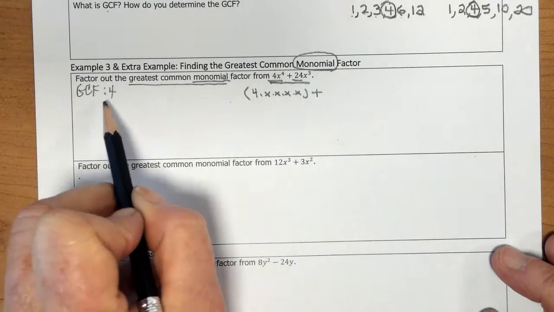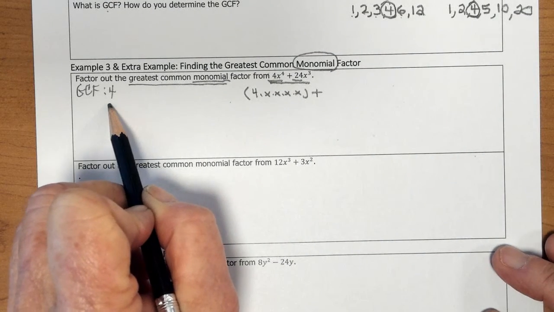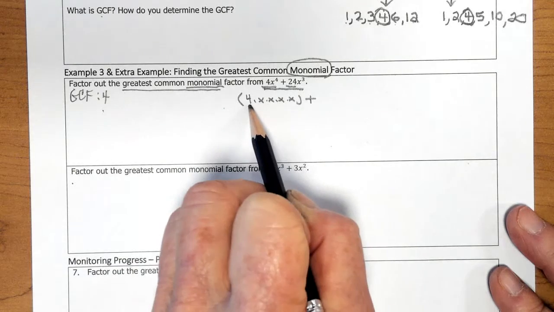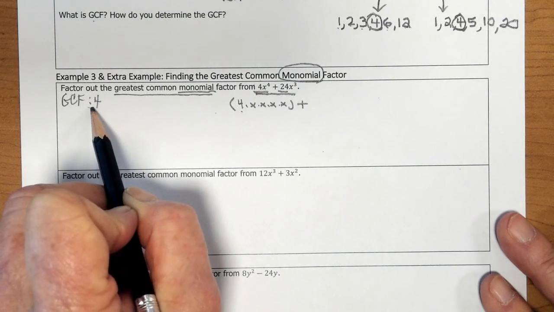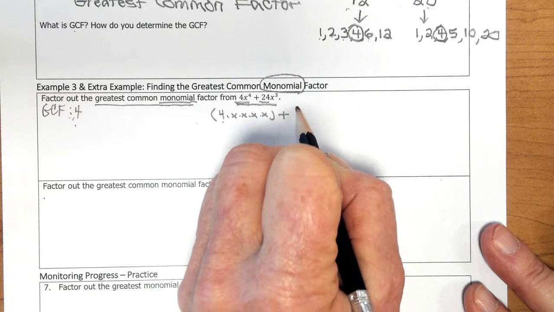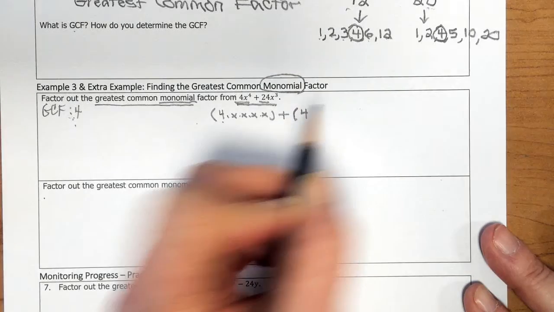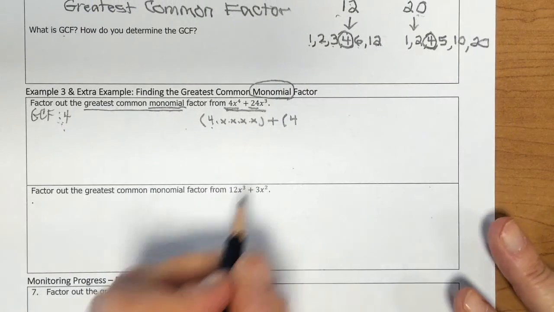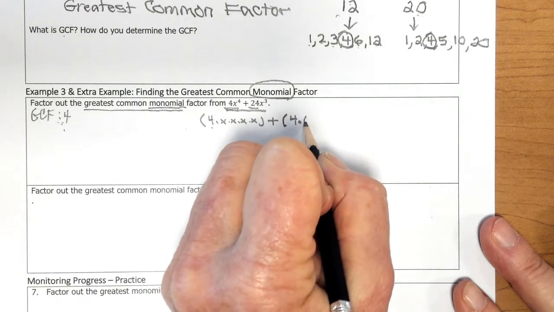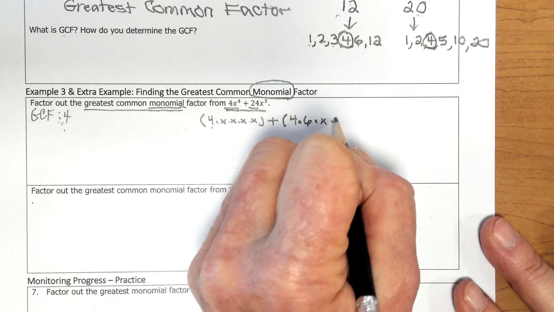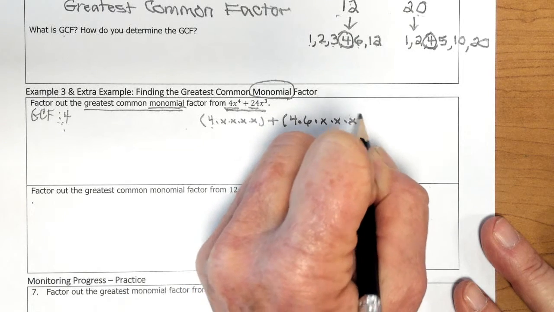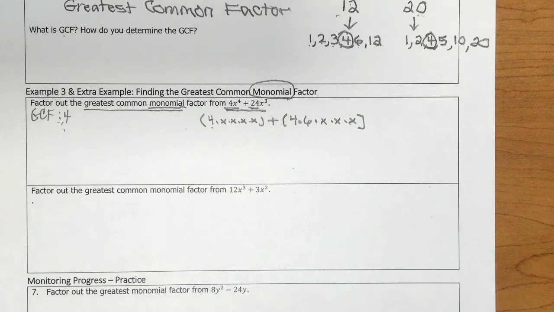And if I know that my GCF is 4, I'm going to use 4 as the factor because it's one of the GCFs. So I'm going to go 4. And what do I multiply with 4 to get to 24, 6. So 4 times 6. And then I have x times x times x. So all I'm doing is I'm expanding it out.